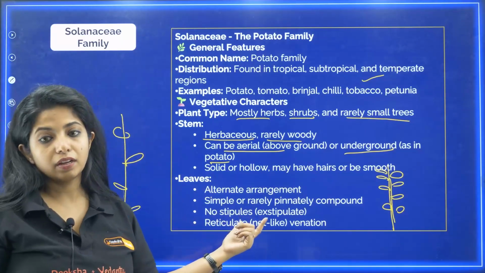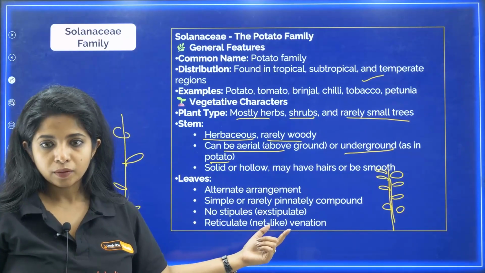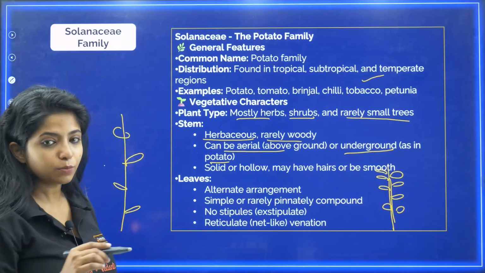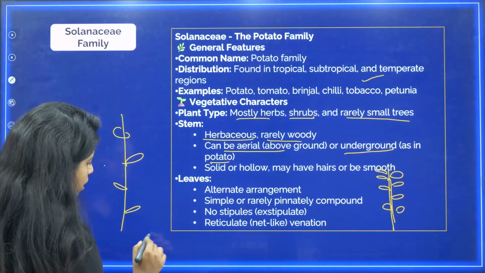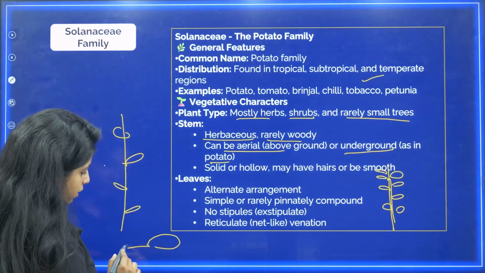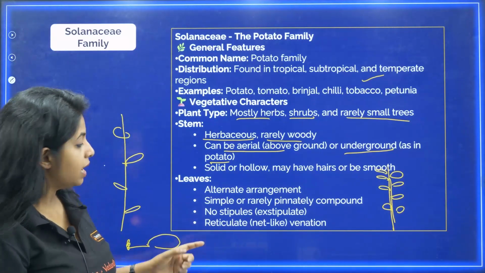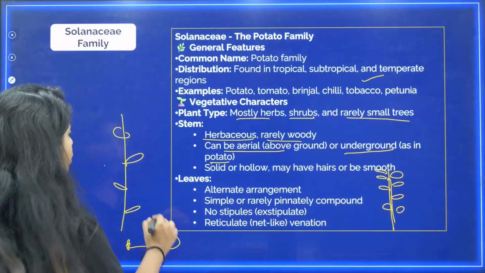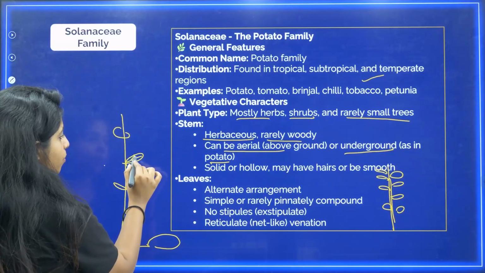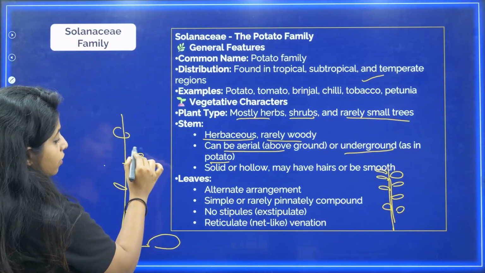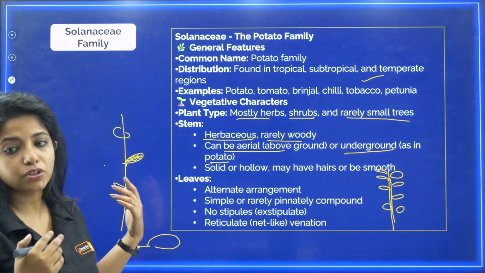No stipules are there, that is why it is known as exstipulate condition. Stipules, I hope you remember, if you think of a leaf base, my dear children, small leaf-like structures there are known as stipules. They have reticulate venation, that means the leaf has lateral branches and veinlets, which is known as reticulate venation.